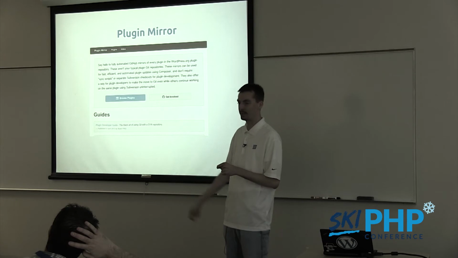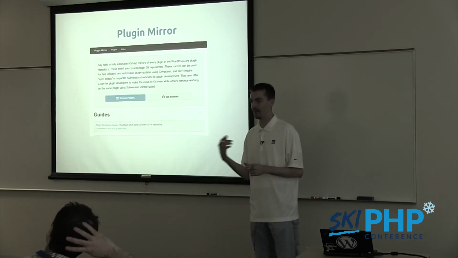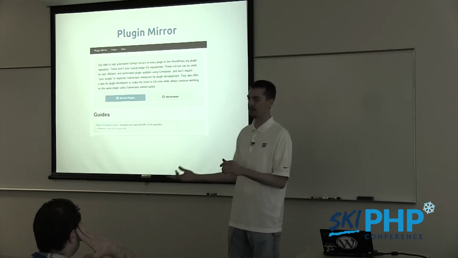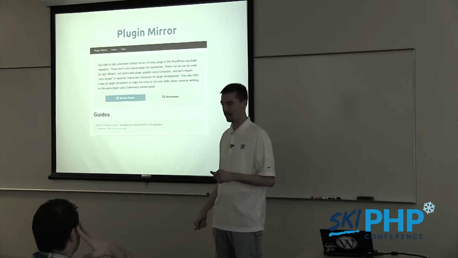You can't just upload the plugin. You actually have to manually use SVN to make your commits. Then you have to tag your release, and if you don't tag your release, it doesn't go up on WordPress.org.